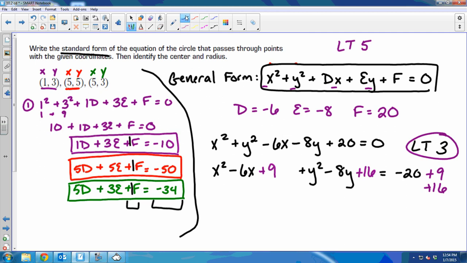Everyone knows what we're doing from yesterday. So I get x minus 3 squared plus y minus 4 squared, and that equals negative 20 plus 9 plus 16, which is 5. Don't forget to add the constants to both sides.